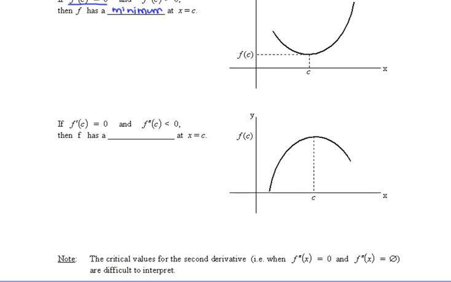Okay, so this one, what does this mean? Again, when our slope equals 0 at c, and the second derivative of c is less than 0, it means it's concave down, then we have to have a maximum.